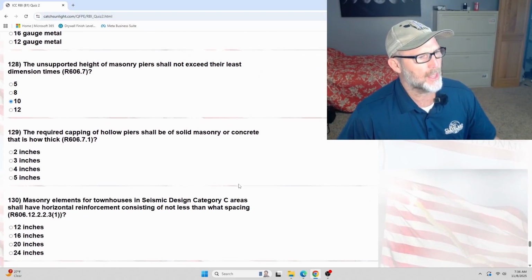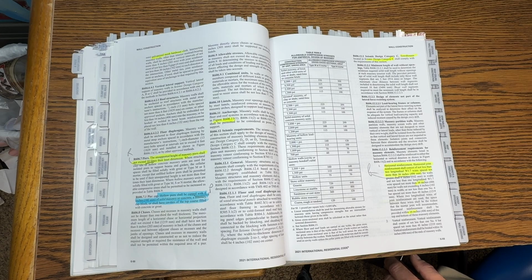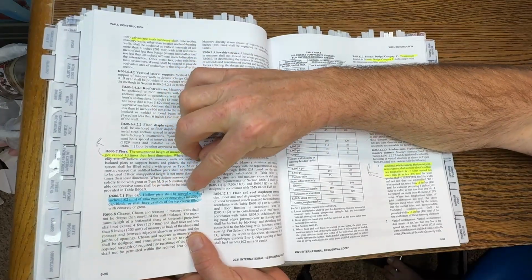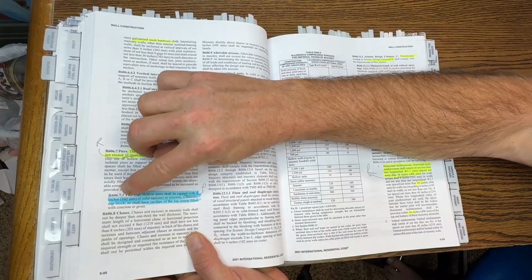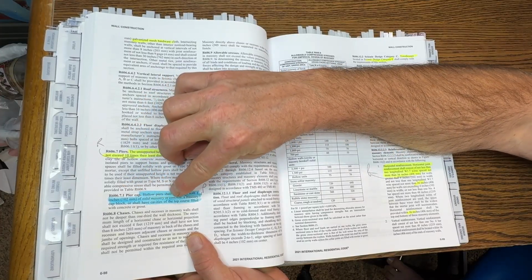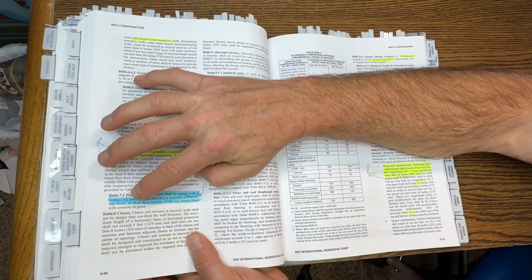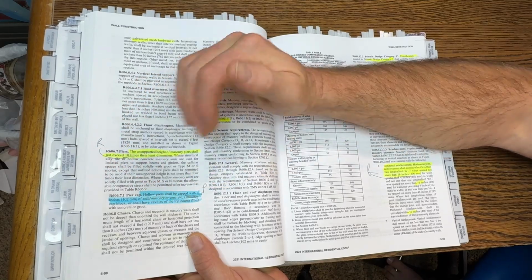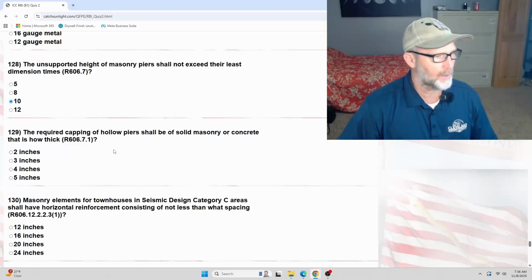All right, the required capping of hollow piers shall be of solid masonry concrete that is how thick? So if you have a hollow pier, you need a cap on it. How thick do you have to make that cap? 606.7.1. Hollow piers shall be capped with 4 inches of solid masonry or concrete, a masonry cap block, or shall have cavities of the top course filled. So the answer is 4 inches in this case, 4 inches.